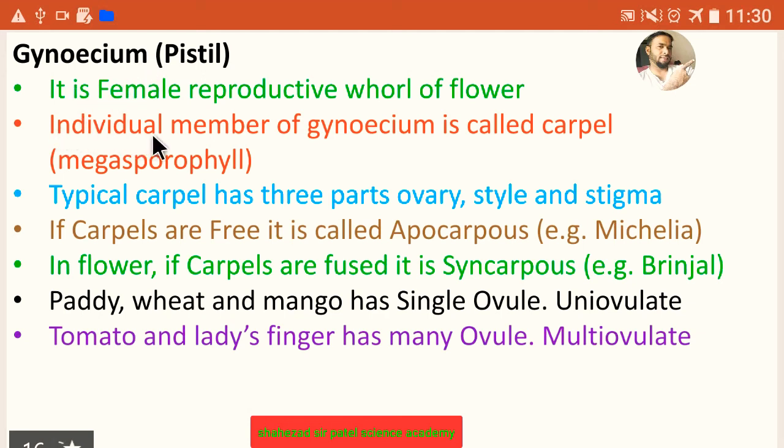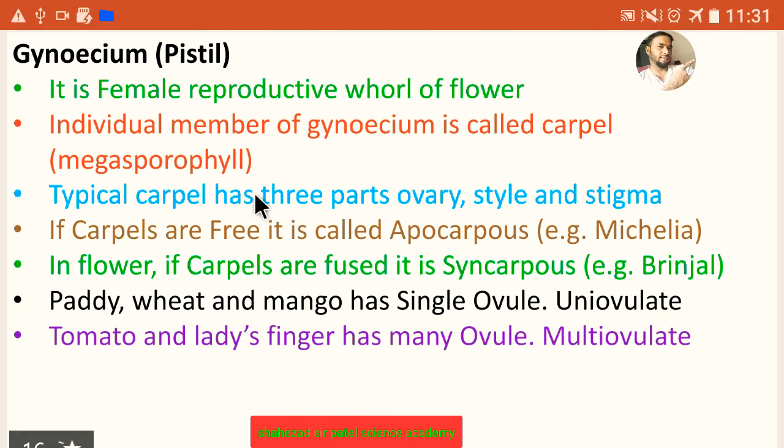The individual member or single unit of the gynoecium is called carpel, which is also called megasporophyll. It means carpels together form gynoecium. Gynoecium is the group of carpels. So carpels together form gynoecium.